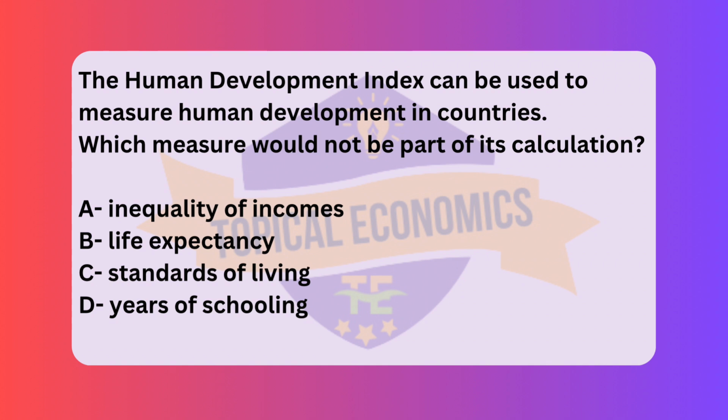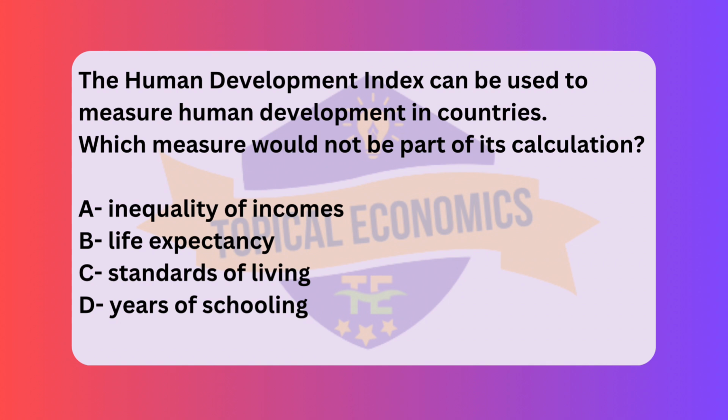The HDI does not directly account for income inequality. While income inequality is an important aspect of development, it is not included in the standard HDI calculation. Instead, income is considered in aggregate terms through GNI per capita, which reflects the average income of the population but does not account for how evenly or unevenly income is distributed.